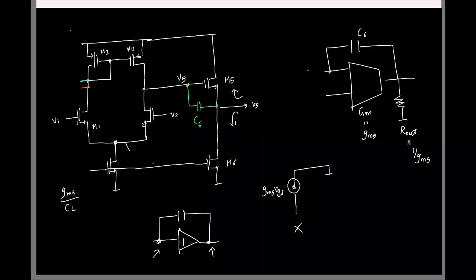No. The capacitor doesn't play any role. It is connected between two equipotential points, so it doesn't draw any current. So it doesn't add any pole or any zero. Cool. So then let's move to the second question.